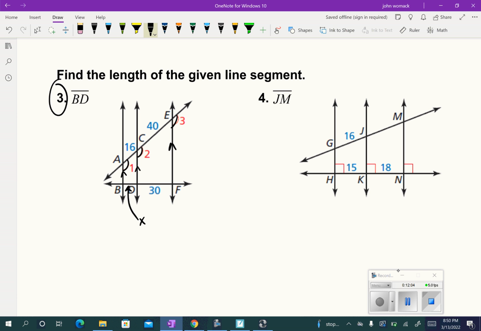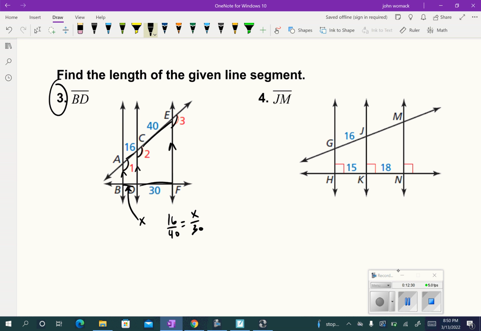Well, that means I can set up my proportion, right? I can go 16 over 40 equals x over 30. And I can cross multiply and solve that from there. I'm not actually going to take the time to cross multiply and solve. You guys could do that. But that should have been the proportion that you set up when you solved that.